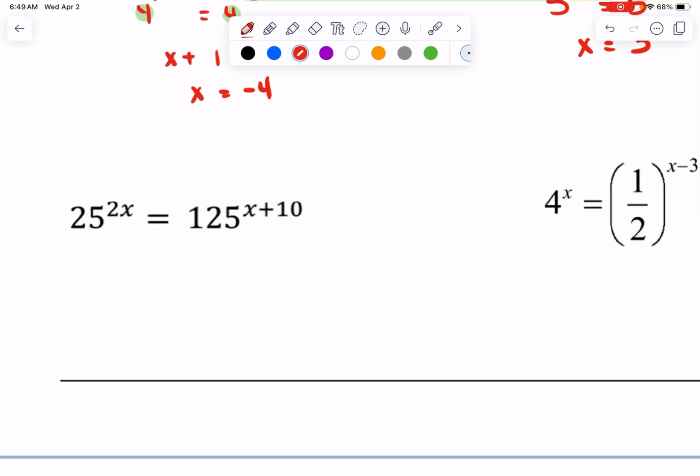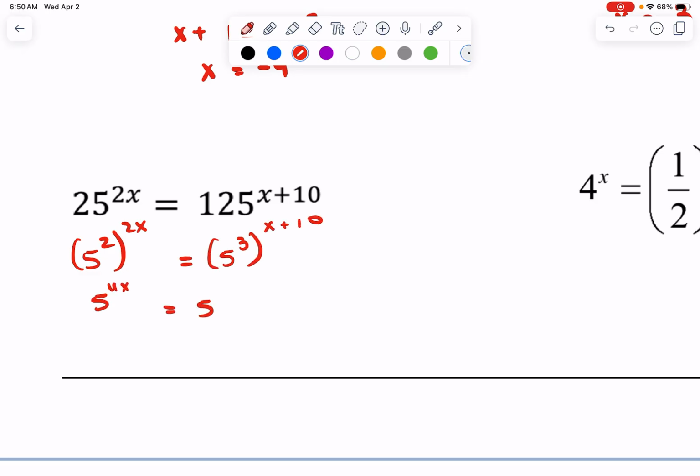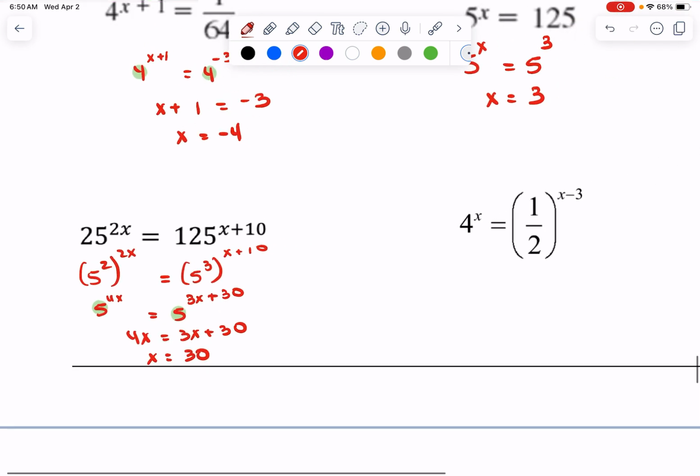Okay, so hopefully you were able to do it. This becomes a 5 to the 2. And this becomes a 5 to the third. So we get 5 to the 4x and 5 to the 3x plus 30. Now the bases are the same here, so we get 4x is equal to 3x plus 30. And we're going to get x is equal to 30 here. Okay, let's try the next one.